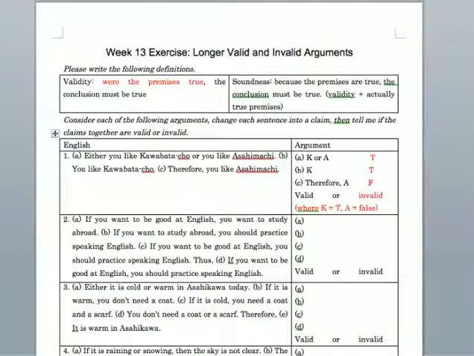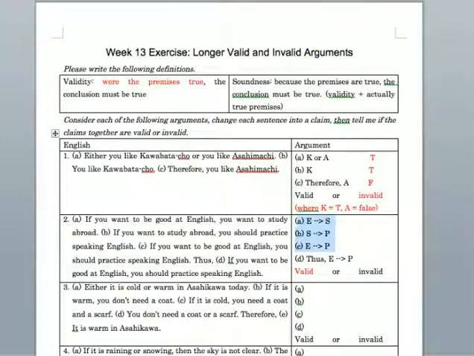If you want to be good at English, study abroad. If you want to study abroad, practice. If you want to be good at English, practice. Thus, if you want to be good at English, practice. So this one is valid. And there's two ways to show that.